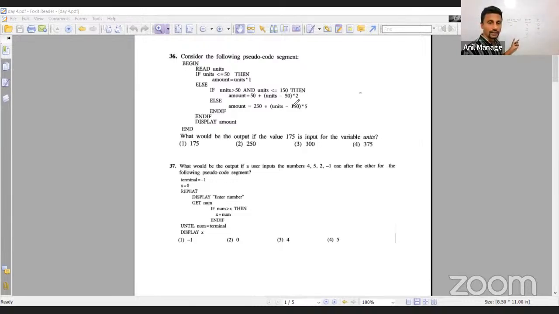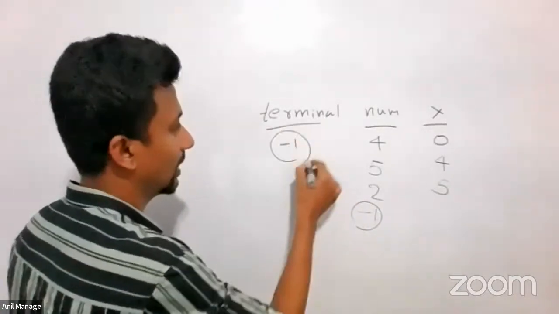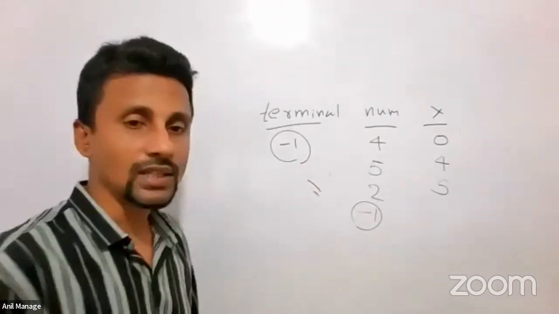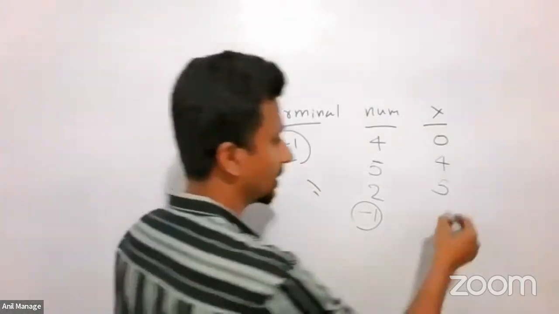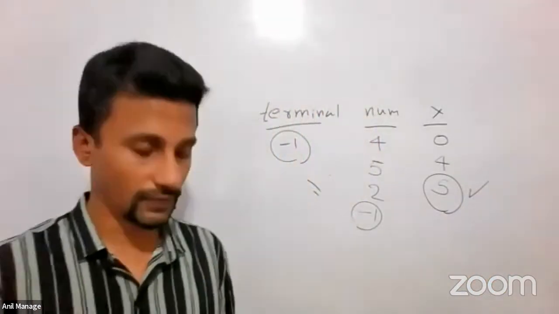Then get number, it is -1. When you do -1 greater than x, no, x stays the same. End if, until num equal terminal. Num equals terminal, so exit and display x. The x will be 5. So your answer will be 5.